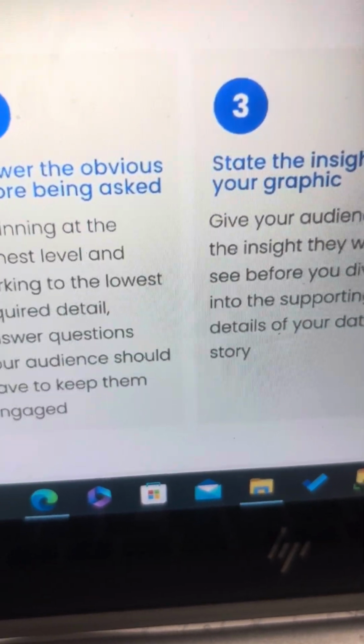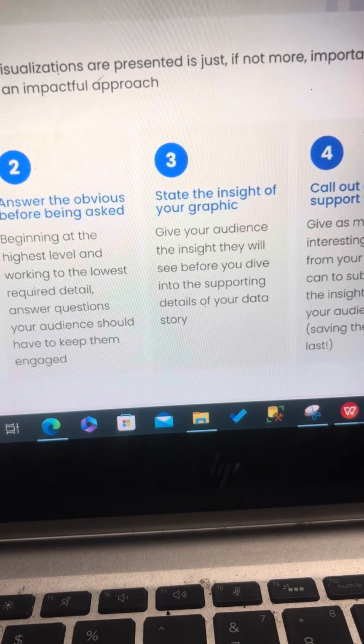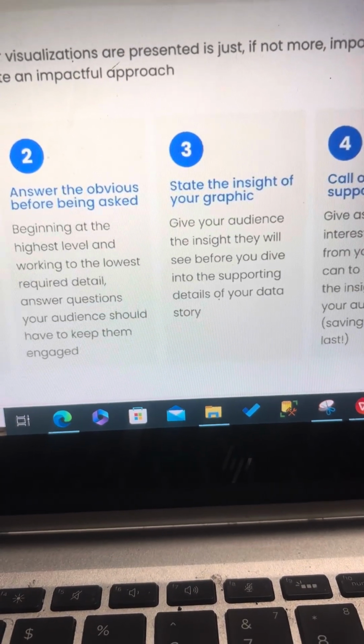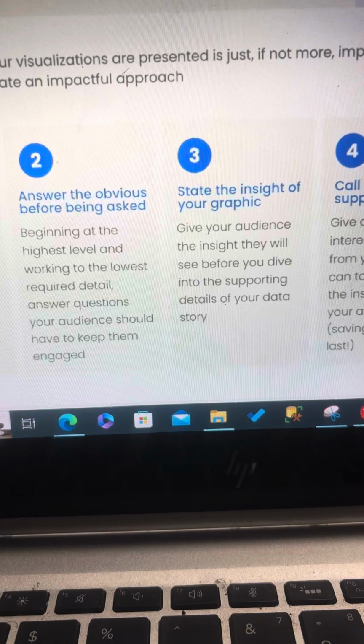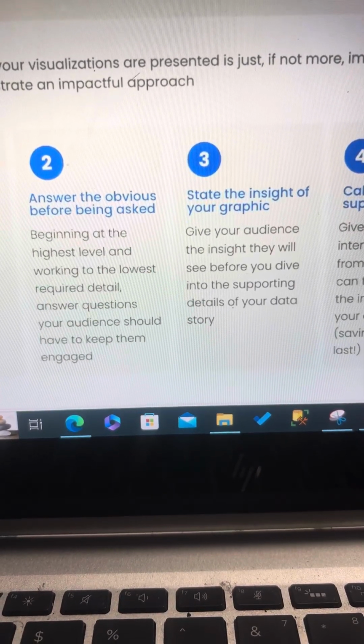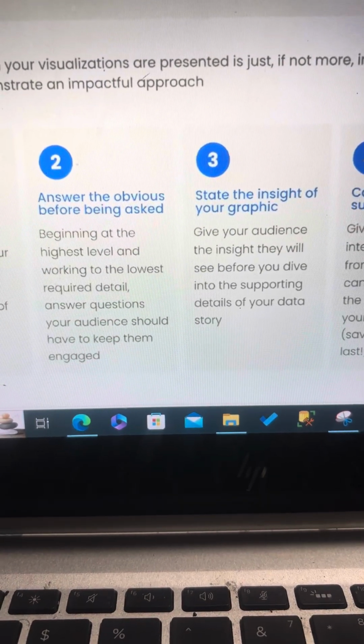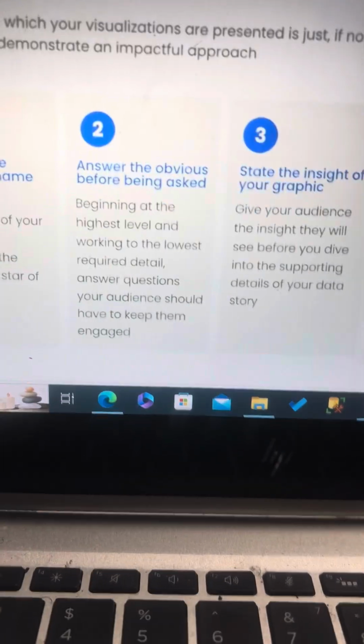Again, the danger in this step is that if I don't answer those questions that are rattling around in their mind, they're going to stay fixated on that, and their full attention won't be on what is important, and that's my story. So, introduce the graphic by name, and answer those obvious questions.